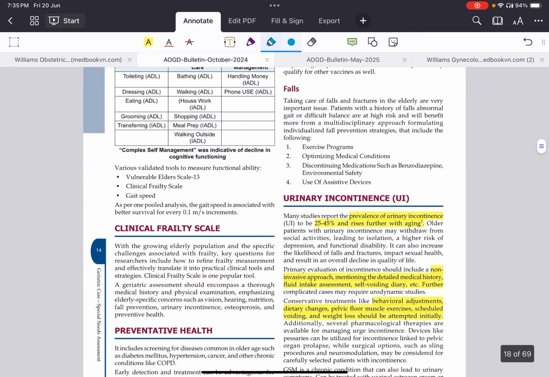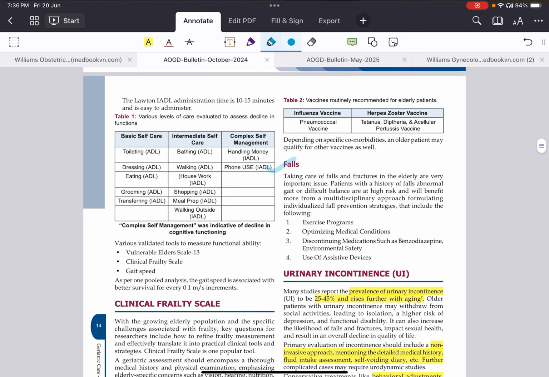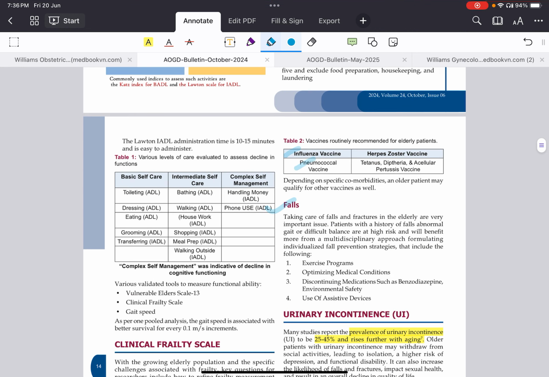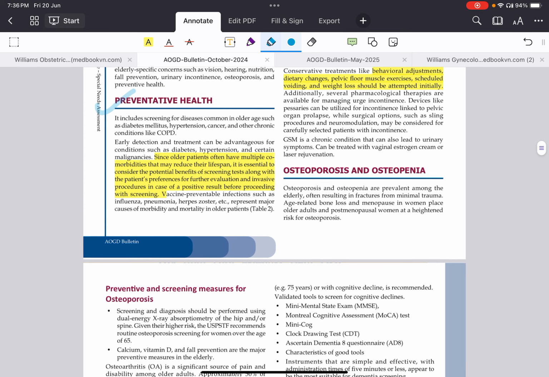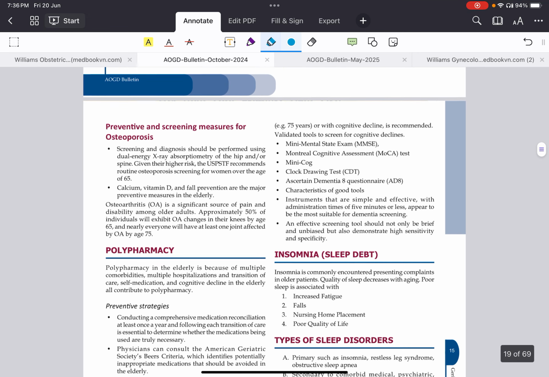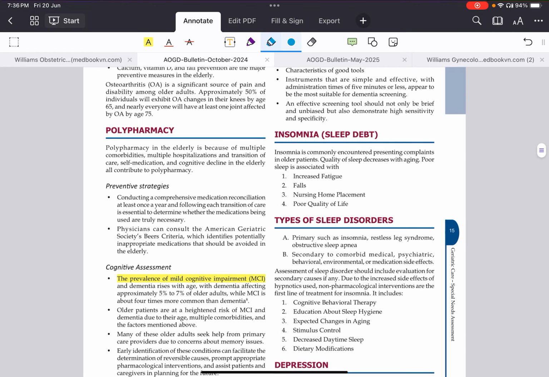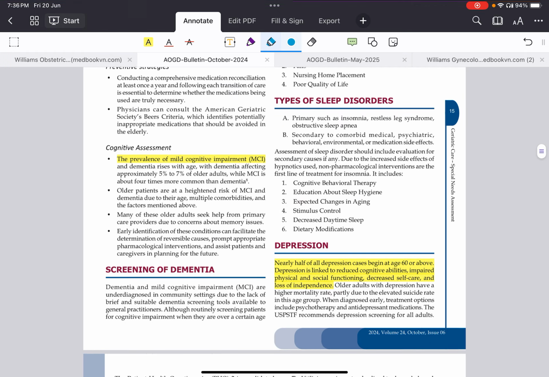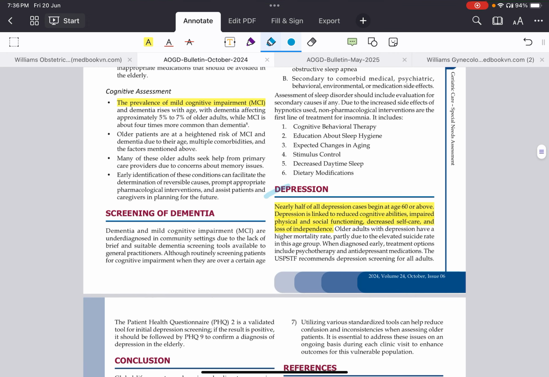Falls risk: these geriatric patients have falls, and some preventive health measures should be encouraged, like the influenza vaccine, pneumococcal vaccine, and herpes zoster vaccine. Urine incontinence is one of the problems for them, so behavioral therapy should be given. Osteoporosis and osteopenia occur mainly in females, so preventive screening should be done. Then polypharmacy, which I already told you, is taking more than 4 to 5 medications. And insomnia and sleep disorders are seen in geriatric patients.